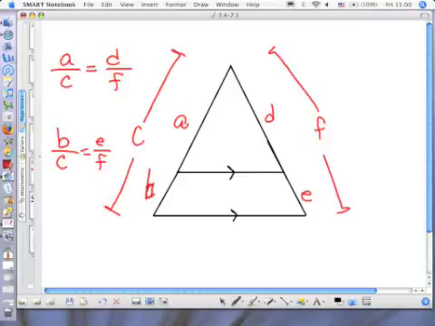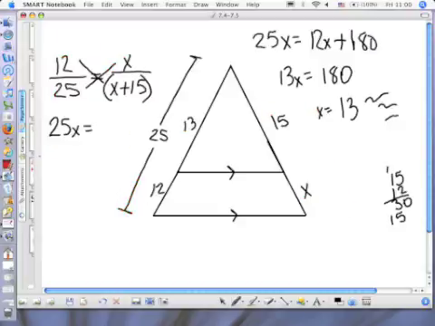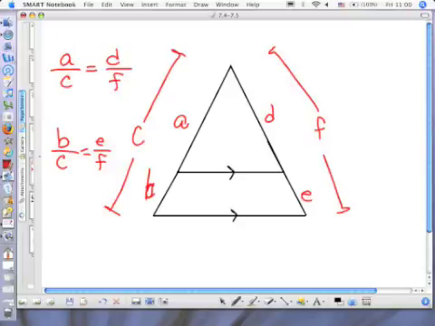Yeah, it's easy. I like proportions. Okay.